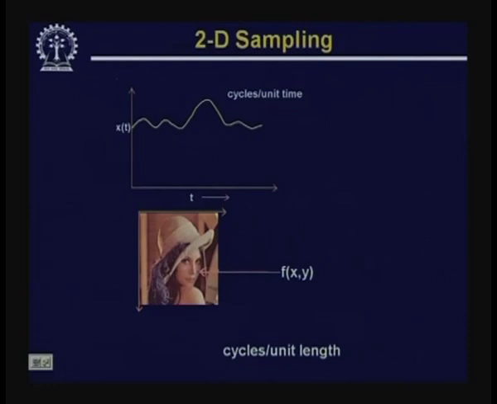Now, how do you measure the frequency in the case of an image? You find that in the case of an image, the dimension is represented in the form of, say, 5 centimeter by 5 centimeter or 10 centimeter by 10 centimeter and so on. So, for an image, the frequency has to be measured in cycles per unit length, not cycles per unit time, as is done for a time varying signal.